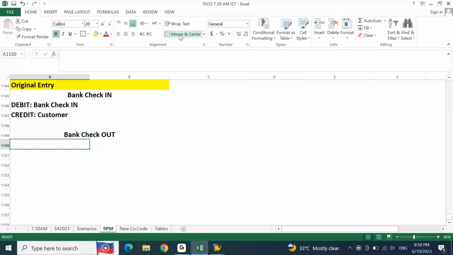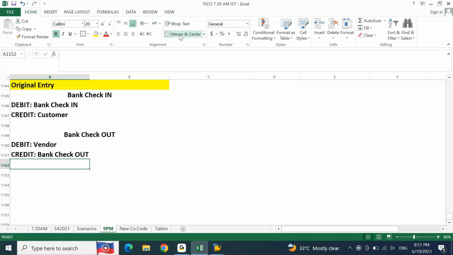According to personal account, debit the receiver. I'll put debit vendor account and I'll put credit to bank check out. Is this entry clear? Clear? Two accounting entries. Yes, sir.